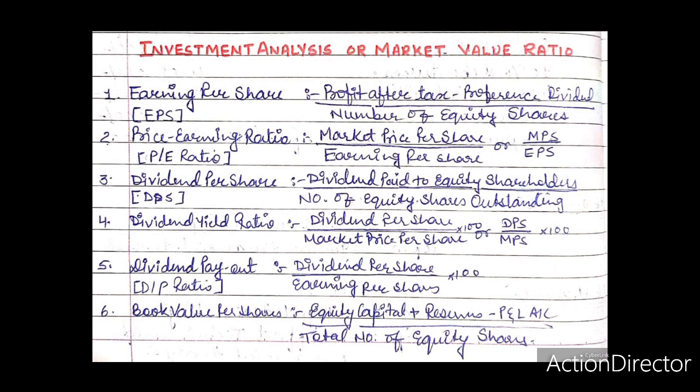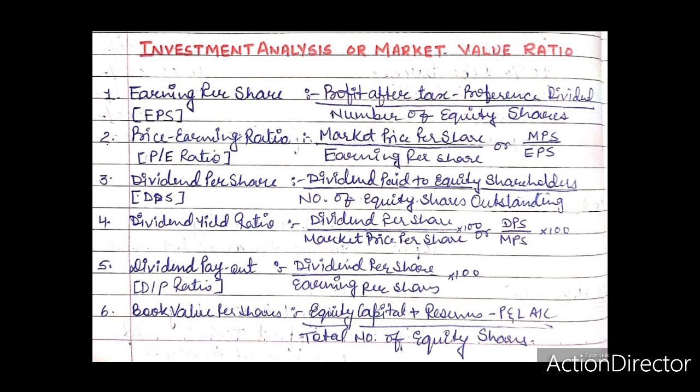Hence, also known as market value ratio, the following ratios fall in this category. Number 1. Earning per share, in short EPS, meaning and computation. The rate of dividend on shares depends upon the amount of profits earned by the firm. Whatever profits remain after meeting all expenses and paying preference share dividend belong to equity shareholders. These are the profits earned on equity share capital.